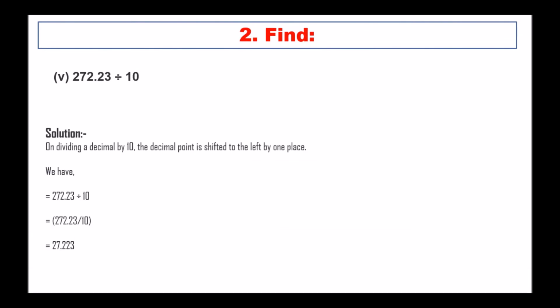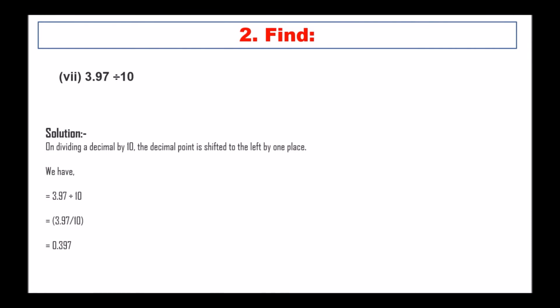272.23 divided by 10. So now decimal point will shift to the left by 1 place. So it will become 27.223. Next, 0.56 divided by 10. So decimal point will shift to the left by 1 place. So it will shift to the left by 1 digit. So it will become 0.056.